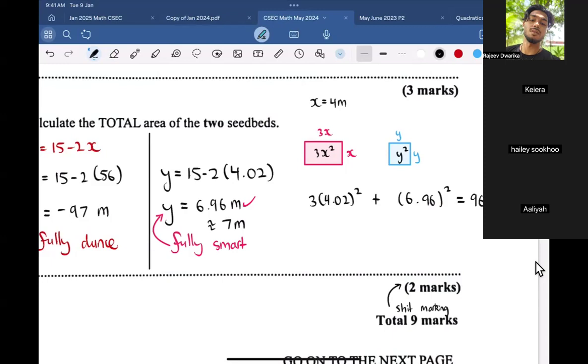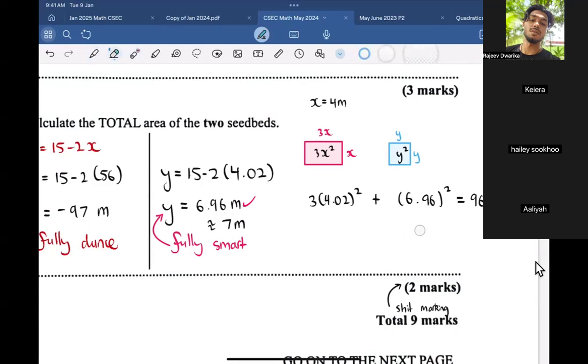I get 96.92. And that'll be meter squared, right? Yeah, because we find area. Now, Aliyah, I wanted to try the calculation using rounded off values instead of 4.02 and 6.96. Say 3 by 4 squared plus 7 squared. It's supposed to be a big difference. Okay, no, it's actually not that much of a difference. So that's crazy. Okay, 96.9.